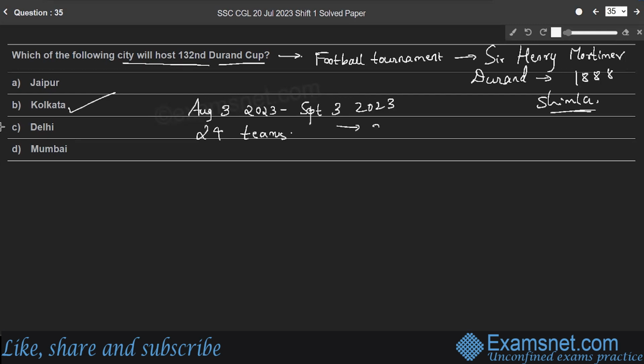Last time there were 20 teams, including all 12 Indian Super League sides. Service teams from neighboring countries Bangladesh, Bhutan and Nepal will also participate in the legacy tournament, making it the first foreign participation after a long gap of 27 years. So for the given question, option B is the right answer.